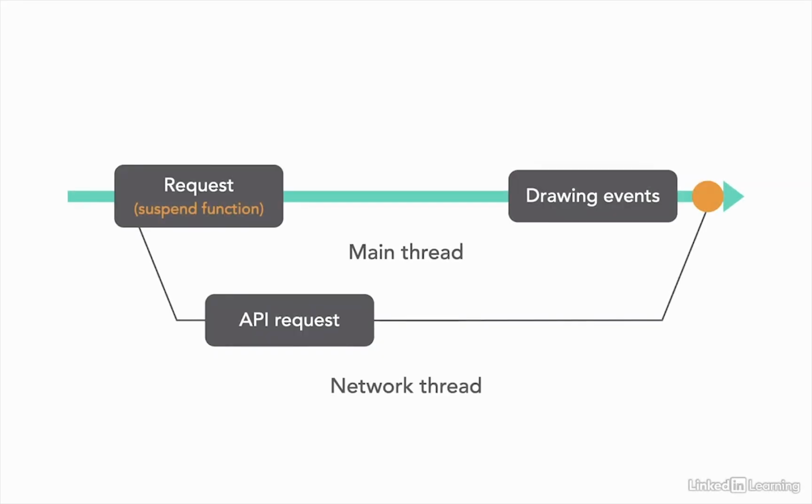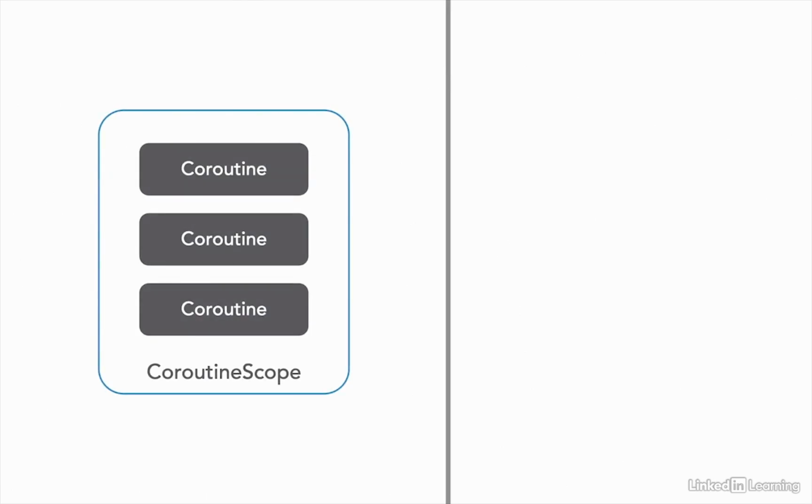So far, we've learned that coroutines allow us to perform asynchronous tasks without blocking the main thread. This is perfect for Android development, as we want to ensure that the main thread is responsive to user actions and drawing commands. In Kotlin, all coroutines run inside a coroutine scope. The scope controls the lifetime of its coroutines. When you cancel a scope, it cancels all of its child coroutines.